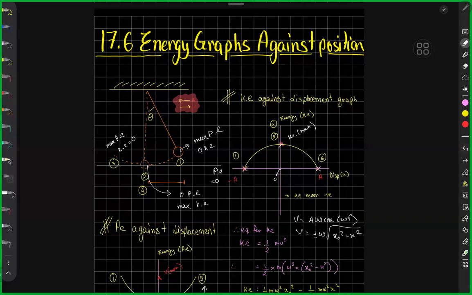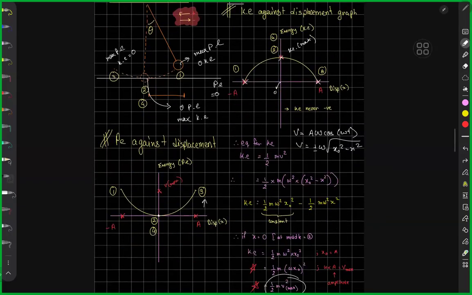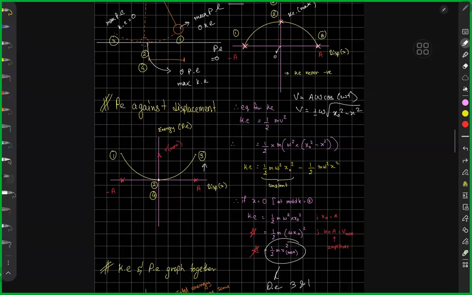When I connect these 3 points, I get somewhat of a semicircle. Fair enough. And when I do the same with potential energy, I have maximum potential energy at position 1 and at position 3. So maximum over here. And what is the potential energy at the equilibrium position? Zero.